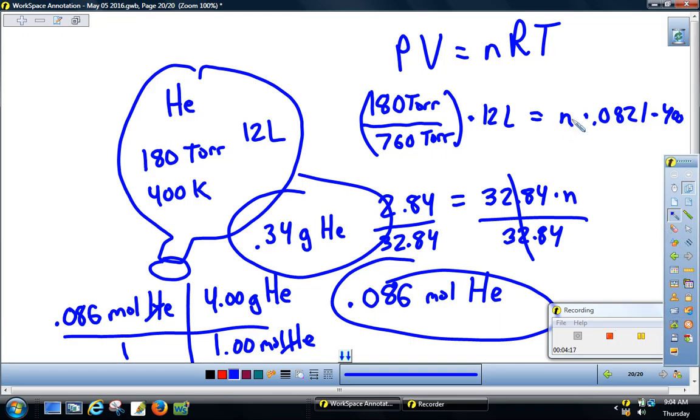Sometimes you might know the number of moles and be asked to solve for something else, but that's how we use that equation.